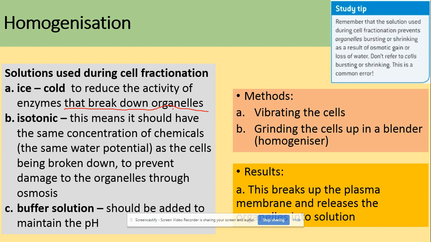Isotonic, so the same concentration, the same water potential, okay, so prevents osmosis, so the named organelle is not going to be damaged, for example, not going to shrink or whatever. And buffer solution, so maintains the pH, so again you could refer to this, so won't denature proteins or enzymes. Okay, and as the result of this, this breaks up the plasma membrane and releases the organelles into solution.